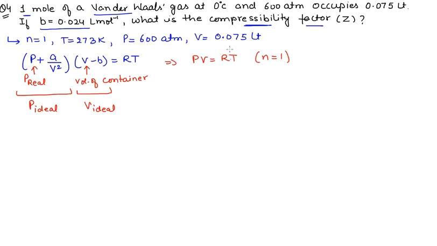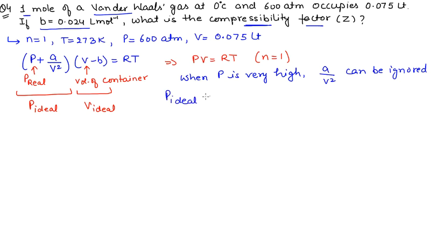So in this case, we are given that pressure is 600 atmosphere. When the pressure is so high, we can ignore this A upon V square component. So when pressure is very high, A upon V square can be ignored because it will have a very small value compared to the very high value of pressure. So what is your P ideal here? P ideal is approximately 600 atmosphere.